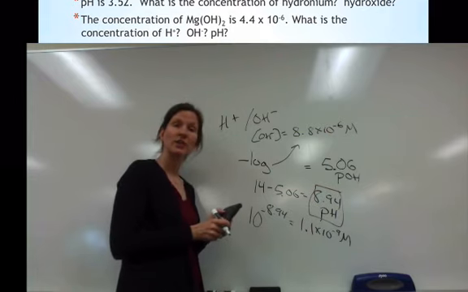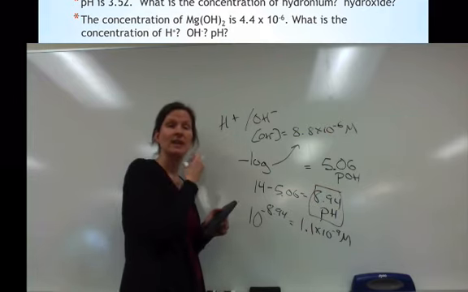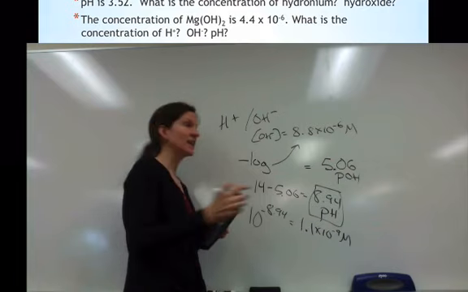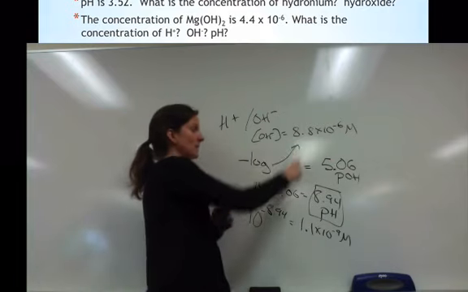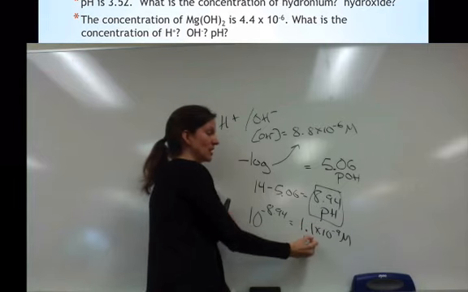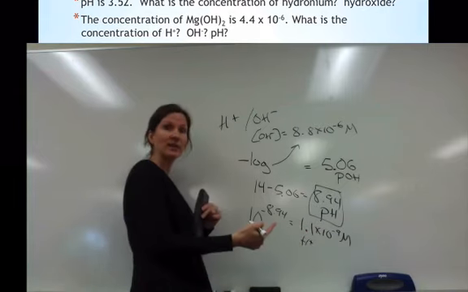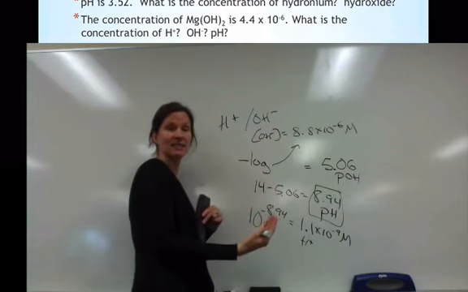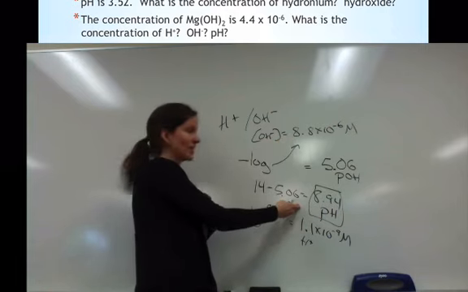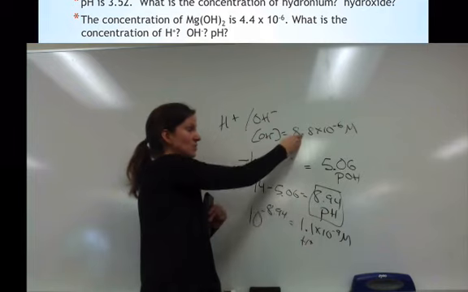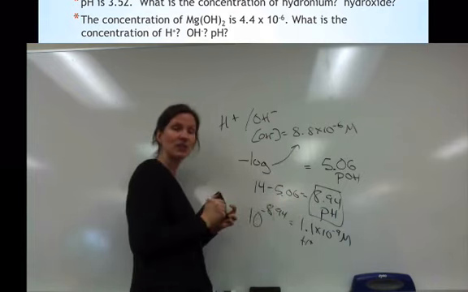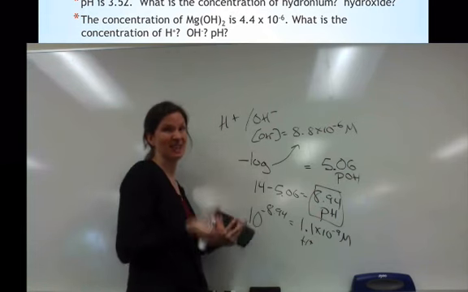The one check you can give yourself after you've done all this math is, this is a basic solution. I'm putting base in. Is my concentration of hydroxide bigger than my concentration of hydrogen ion? And it should be, right? Because I'm putting base in, so this should be bigger than this, and it is. You can also check your pH. If I know that I'm in a basic solution, my pH should be greater than 7, and it is. So there's lots of ways to check yourself to make sure that in the end your math makes sense.